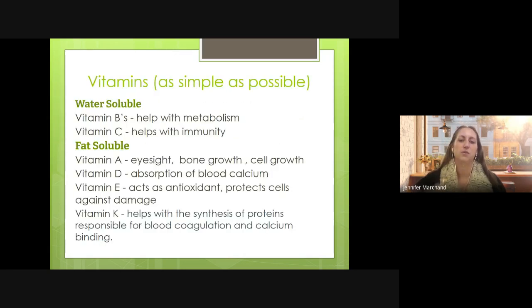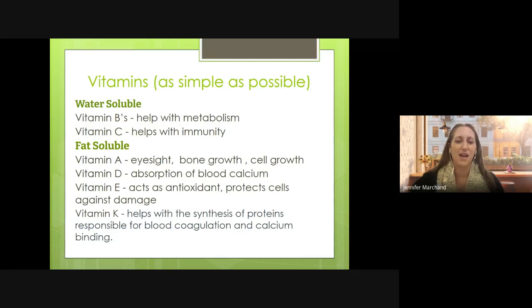All right, so let's talk about our water soluble vitamins for a minute. Vitamins B, those help with metabolism every day. And then vitamin C, you have those emergency packs out there for when you're sick. They help us with immunity. As you can tell, Miss Martian probably needs to get some vitamin C in her so that she can get better today. We also have our fat soluble vitamins.